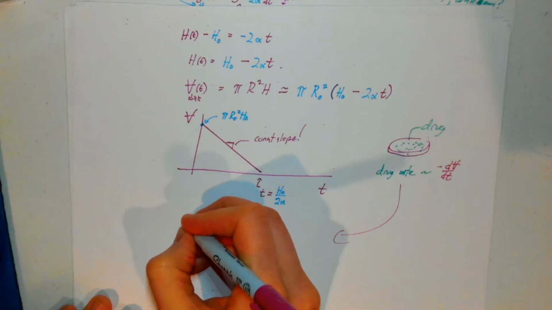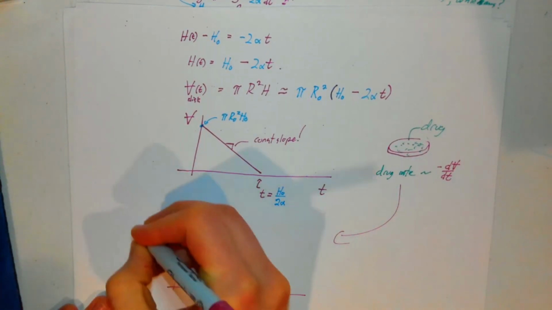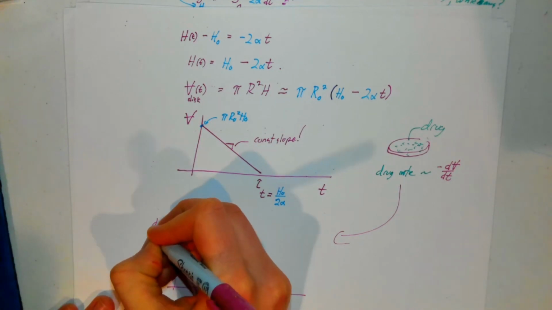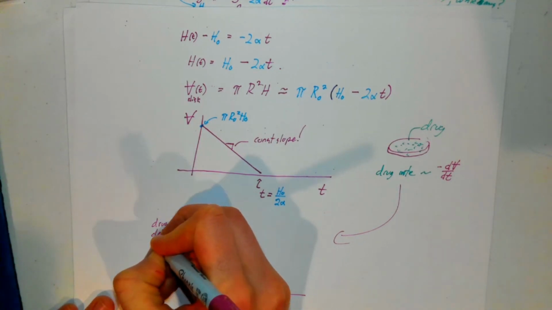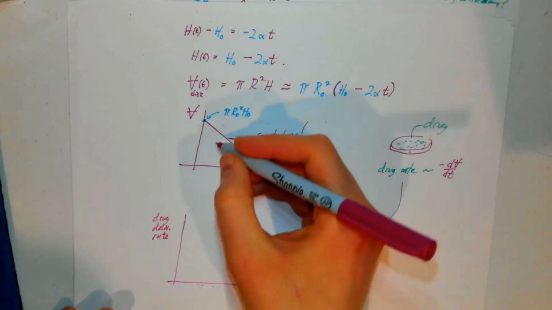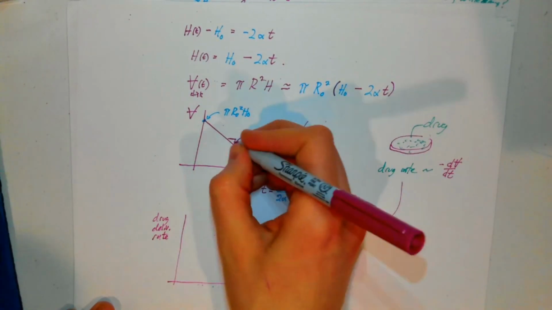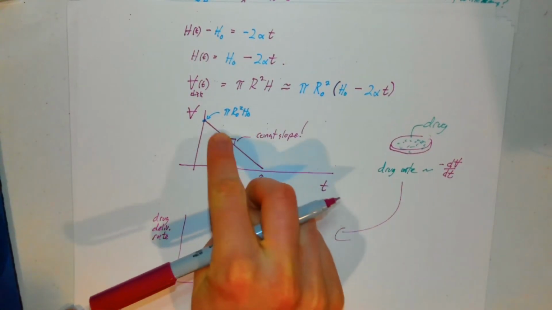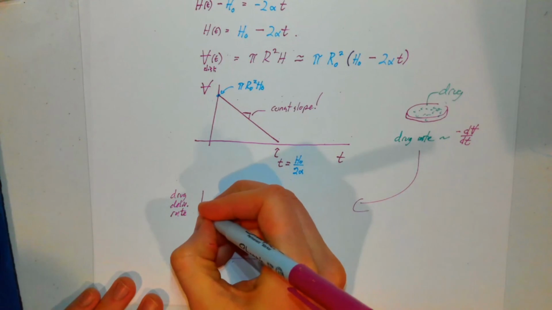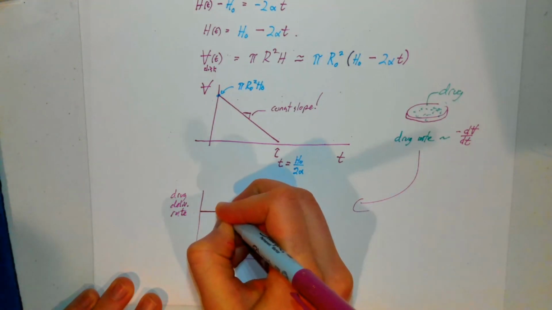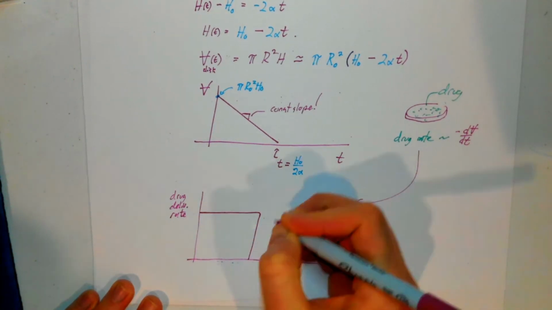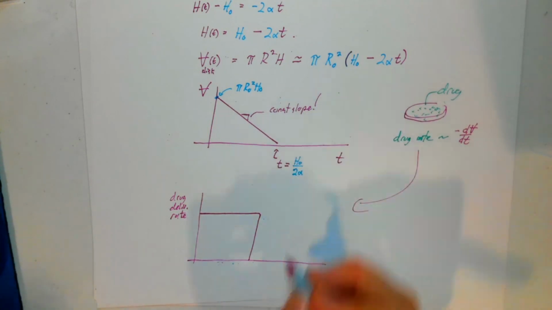then what does that mean? This basically means the drug delivery rate, well, what does that look like? That basically means the drug delivery rate is like negative the slope of this curve right here. So it basically means the drug delivery rate is constant, and then it just ends right here.